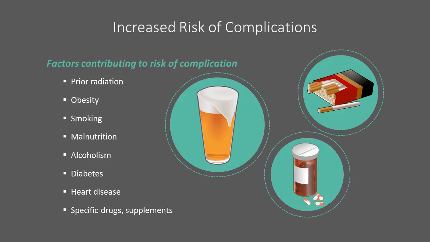Patients who have had prior radiation to their prostate for prostate cancer are at higher risk of some of the complications of TURP. Some other factors that may increase the risk of complications include obesity, smoking, poor diet, alcoholism, diabetes, heart problems, and certain drugs and supplements. It is very important that you inform your doctor of any medication you take and any health conditions you might have.